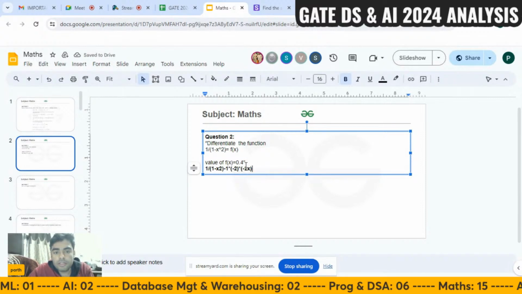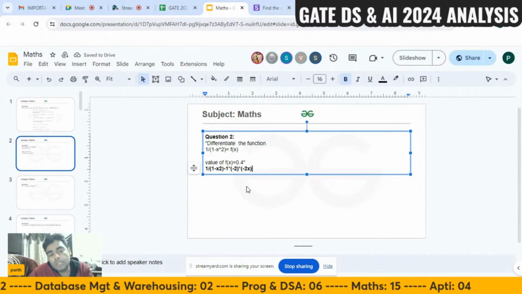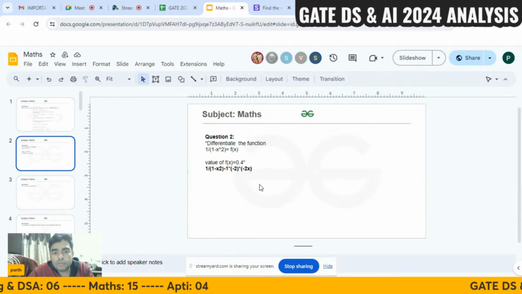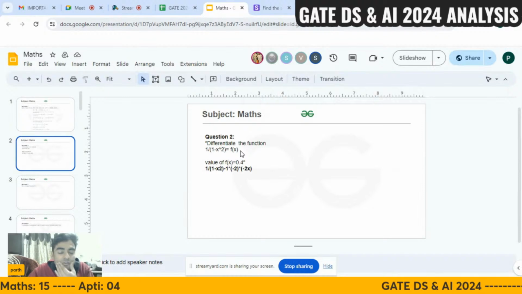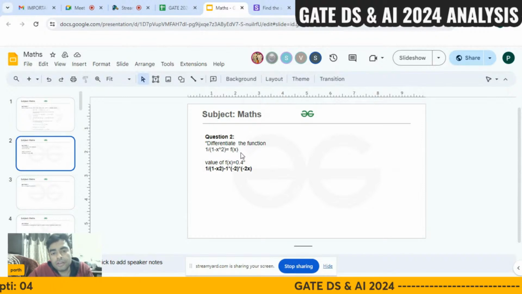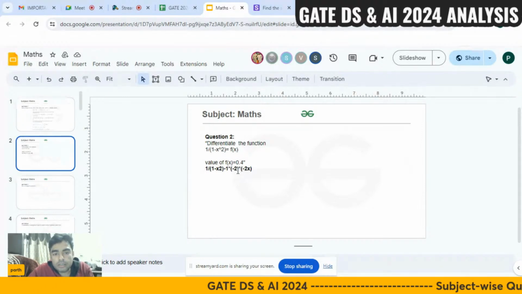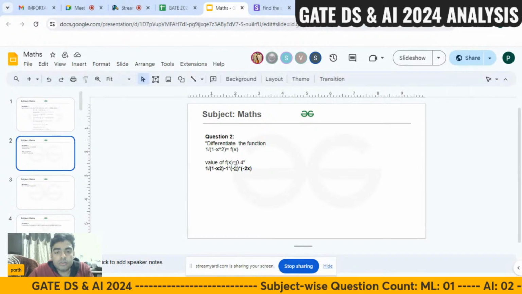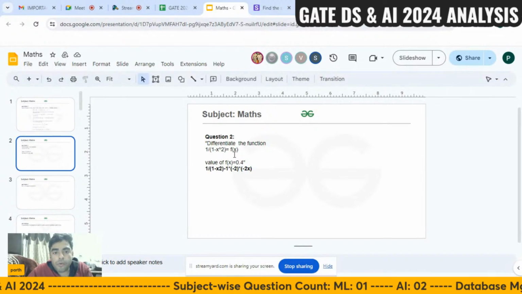Now if I put the value of x equals 0.4, I'll be able to get the answer around 0.95. So this was just a question where we have to differentiate the function and put the value of x that is equal to 0.4.